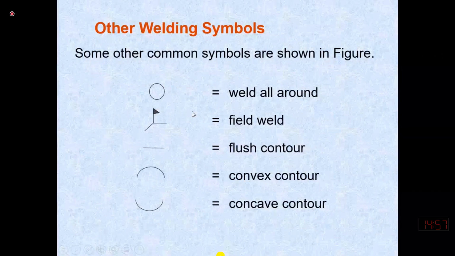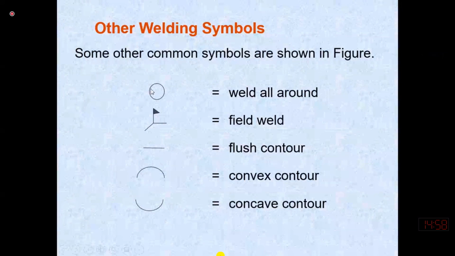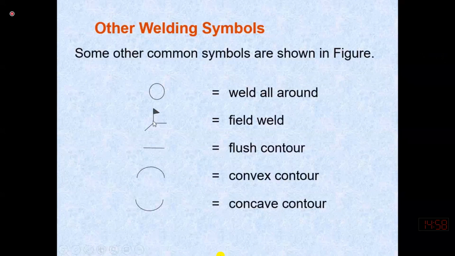So these are certain symbols. Actually, when we are designing the weld, we need to show the weld on the drawing and how we can read them. So we can read them this way. The circle shows that we need to weld a surface from all sides. The arrow shows that we need to carry out the welding in the field.